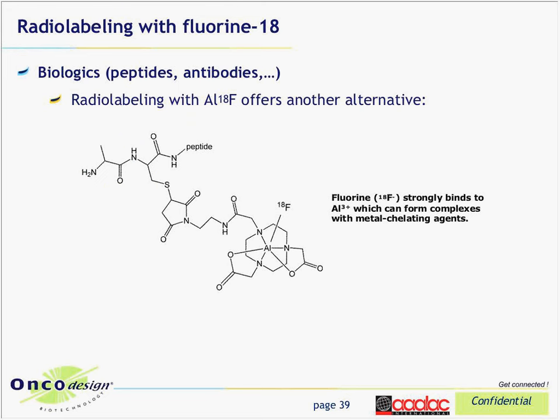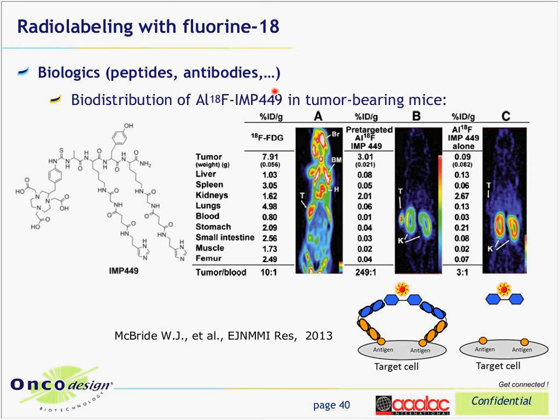Another possibility is to use the AlF method. Indeed, fluorine can strongly bind to Al3+, which is a metal, and so can form complexes with chelating agents. So you have here an example. You have a peptide, to which NOTA was linked. And this NOTA was used to complex aluminum, then AlF.